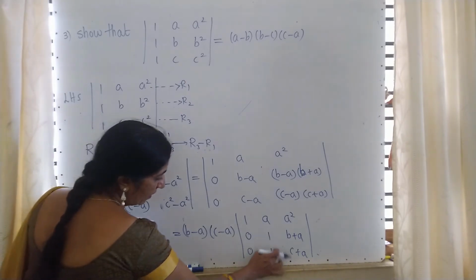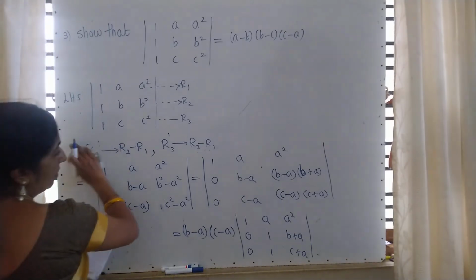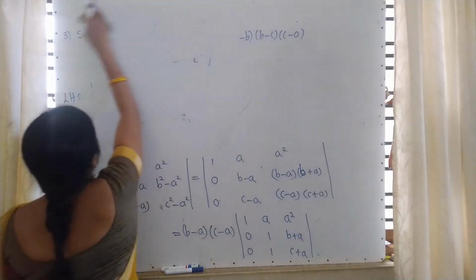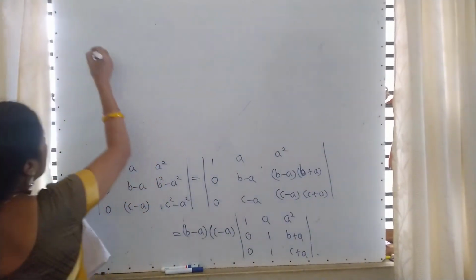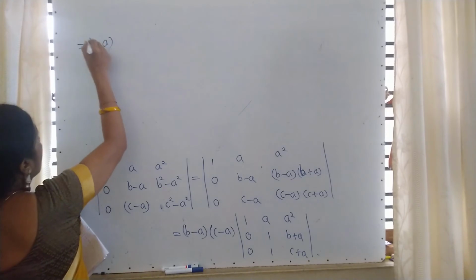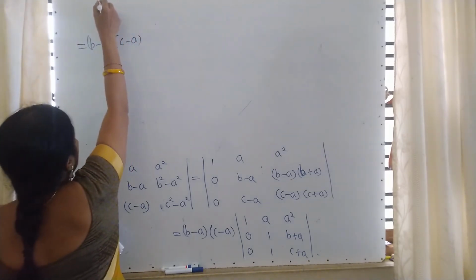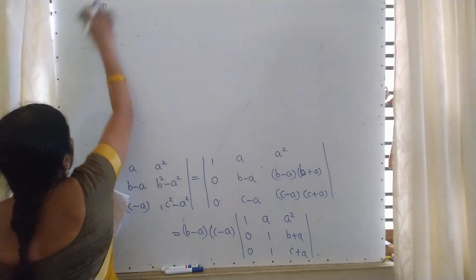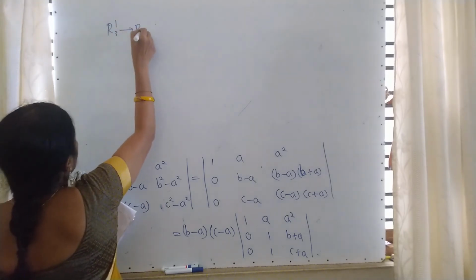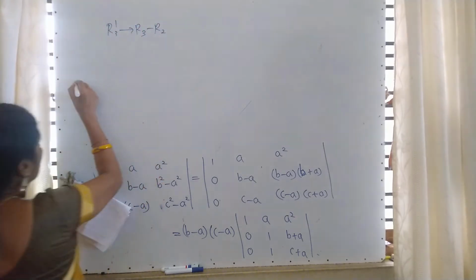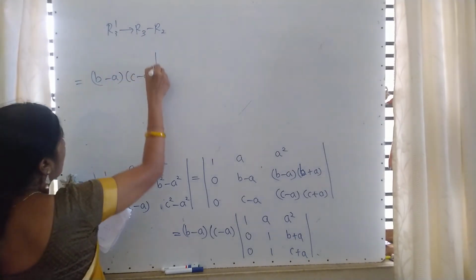How will you make this a 0? This is 1, this is 1. What is the operation? That is R3 minus R2. b minus a, c minus a as it is. Here the operation is, first I am writing the operation, R3 dash as R3 minus R2. b minus a, c minus a.